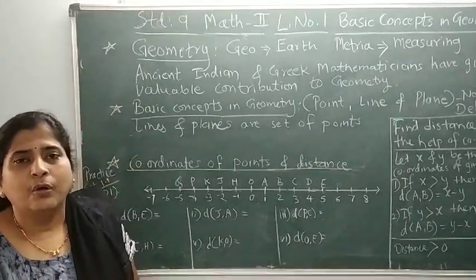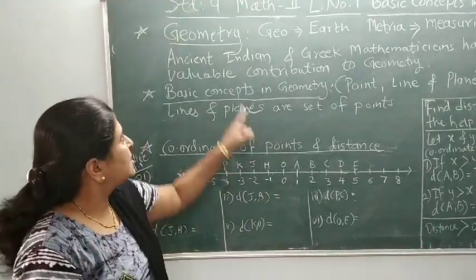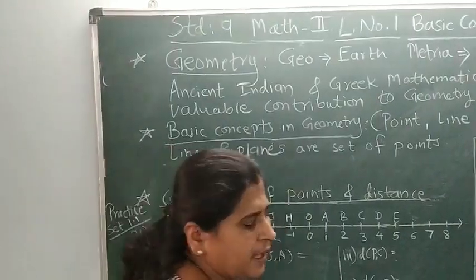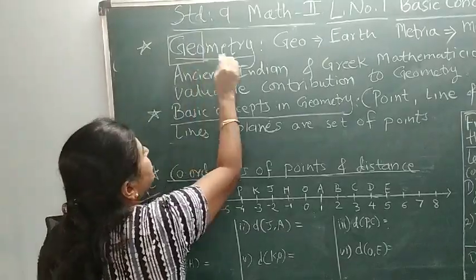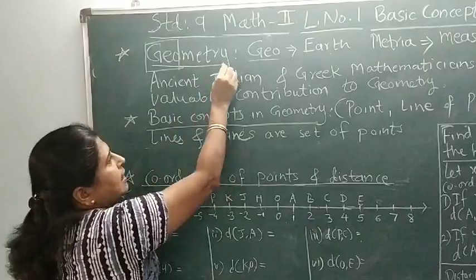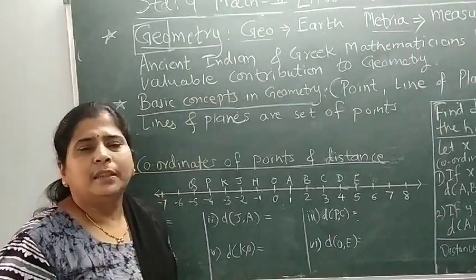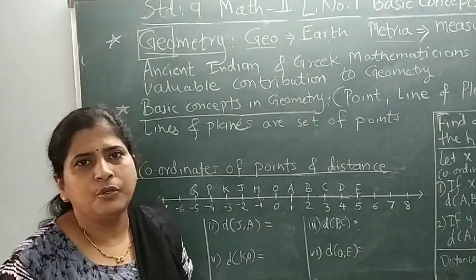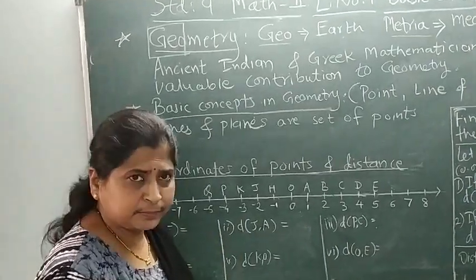So let's start. Before we start the lesson, let's know what the word geometry means. The word geometry is divided into two parts. The first part is geo. Geo means earth. And the other word is metria. Metria means measuring. So basically, the need of geometry arose when people started using or measuring the land or earth.